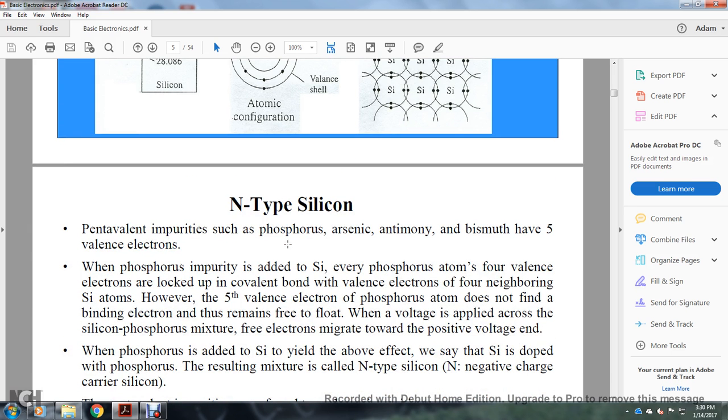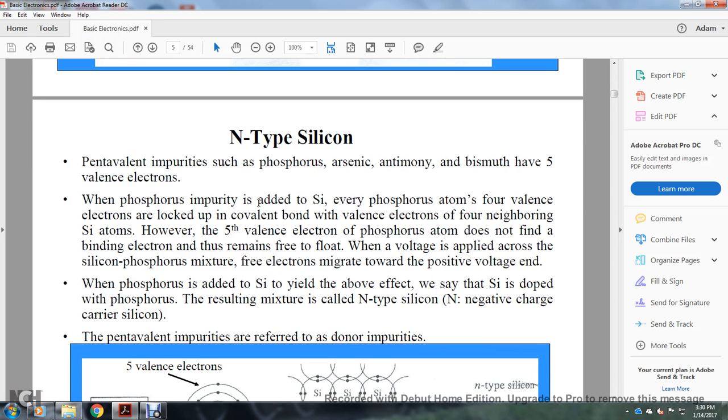Alright, N-type. The pentavalent impurities are phosphorus, arsenic, antimony, and bismuth, which have 5 valence electrons. Phosphorus is the impurity added to silicon. Every phosphorus atom's 4 valence electrons are locked in a covalent bond with the valence electrons of 4 neighboring silicon atoms. However, the 5th valence electron of the phosphorus atom does not find a binding electron, and thus remains free to float. The voltage is applied across the silicon phosphorus mixture. Free electrons migrate toward the positive voltage. When phosphorus is added to the silicon, we say that silicon is doped with phosphorus, resulting in N-type, or negative charge carrier, silicon.